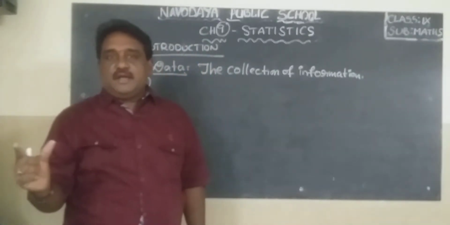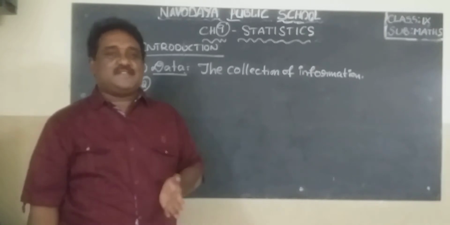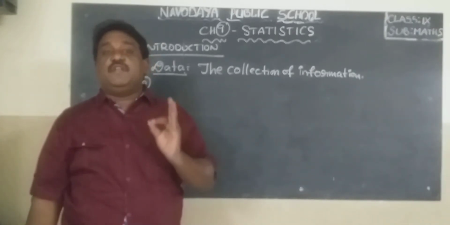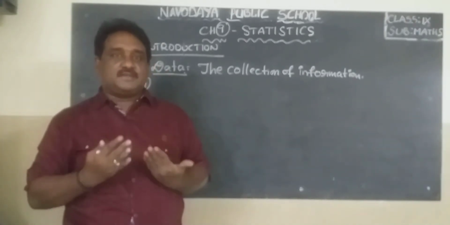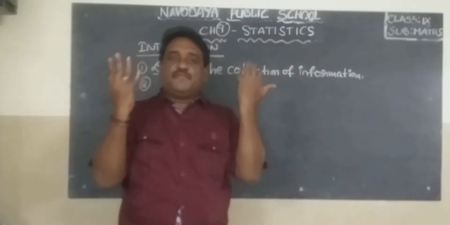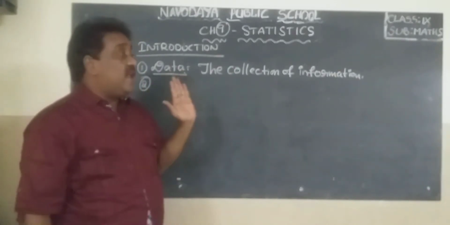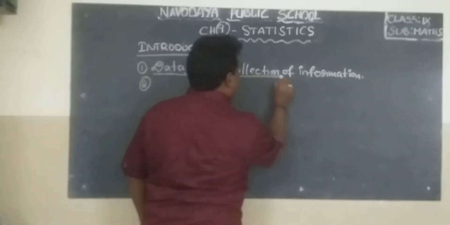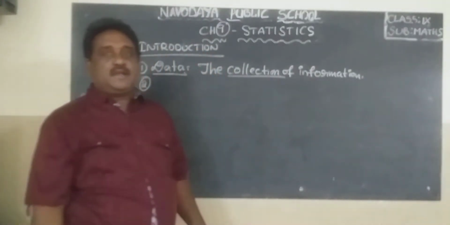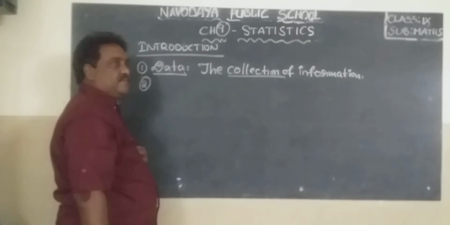Define data. And on the internet also we use the word data. So what is data? Collection of information. Maybe your friends' addresses collection, maybe your friends' phone numbers collection. It is known as data. See the word collection. Collection of information is known as data.